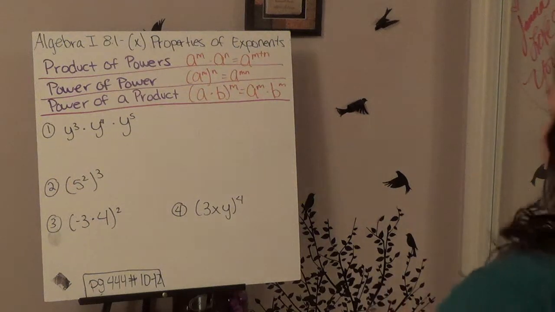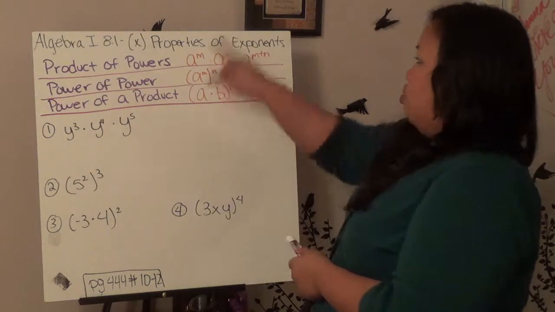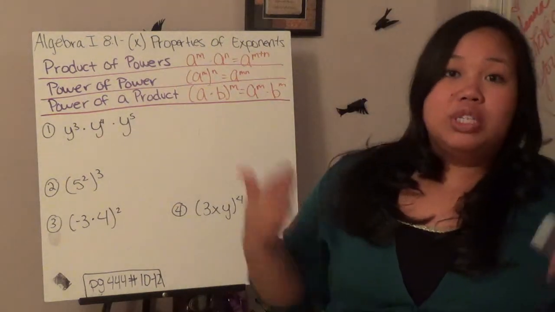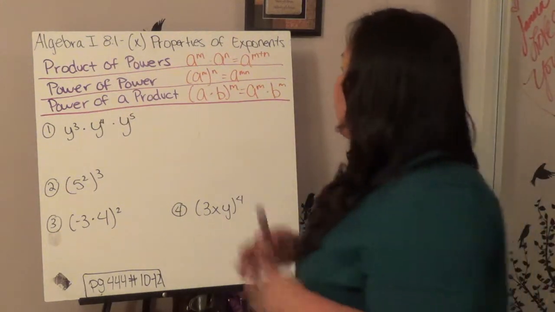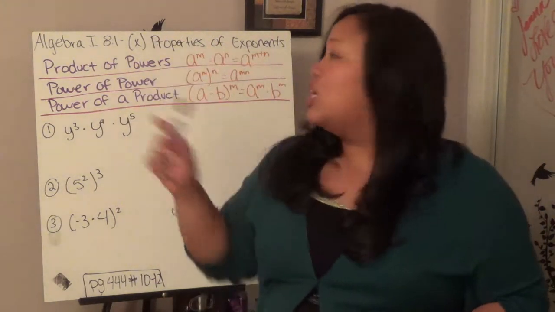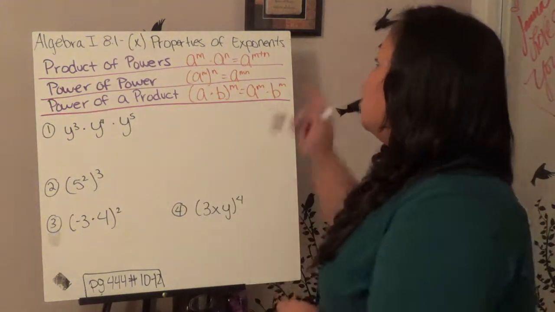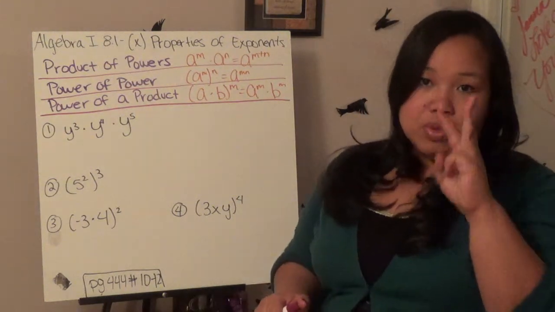Algebra 1, Section 8.1, we are dealing with multiplication properties of exponents. So we're dealing with powers. And with powers, there are certain rules when you're combining, multiplying, and adding. So we're going to go through just the multiplication rules. In the next section, you'll go over more rules. In this case, we're just going over the multiplication rules, and there are 3 rules you have to realize.